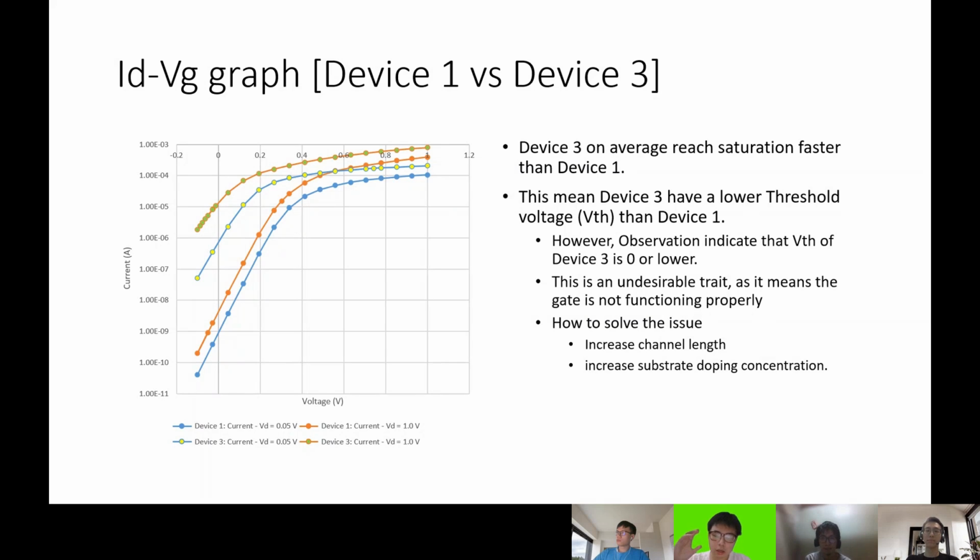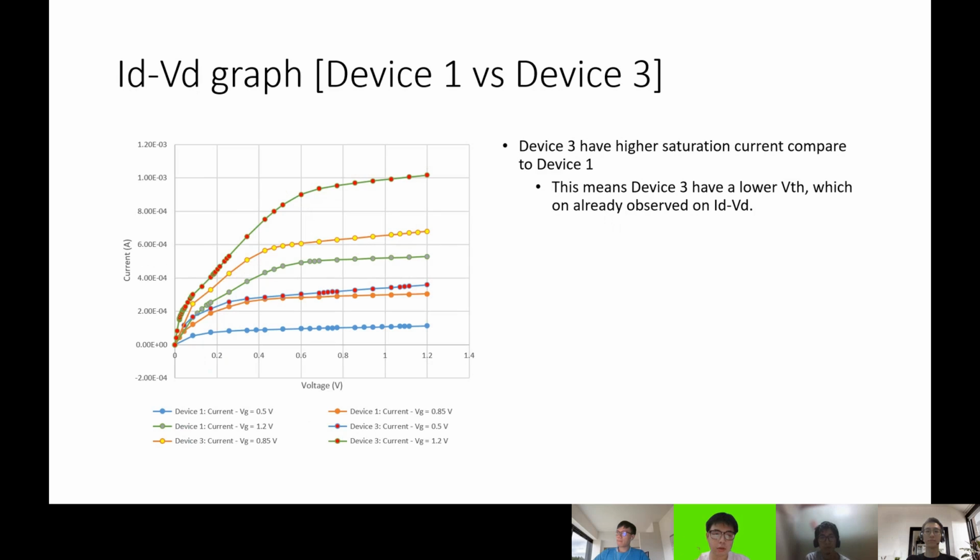In some way you can consider it as one that's at peak current, but it's not a good gate as it's not covering everything up. So how do we solve this issue? The way we can solve this issue is by increasing the channel length or increasing the substrate doping concentration. All right, continuing on.